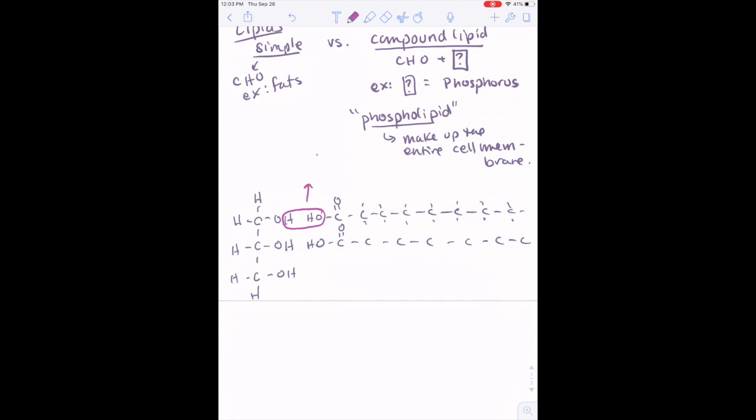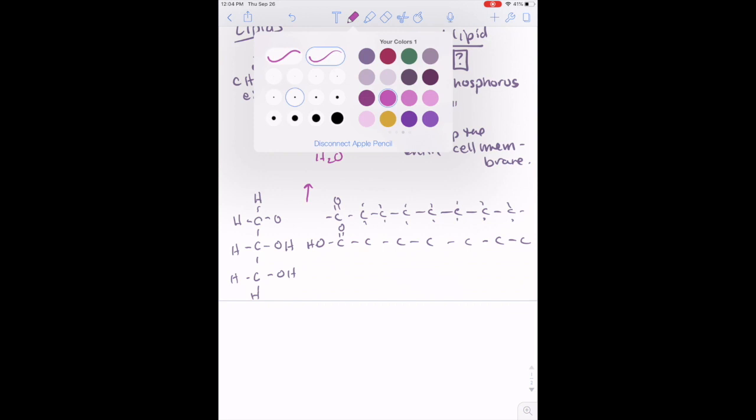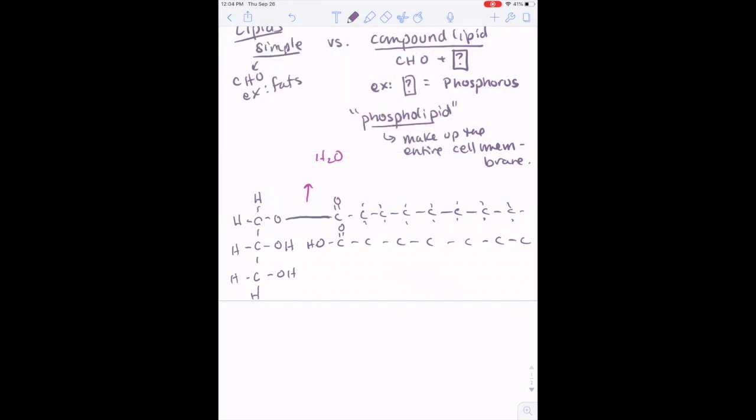Okay, but pull out a water molecule there, and that's called a dehydration. So I'm going to get rid of that, and now these are connected here, and we'll do the same thing there.